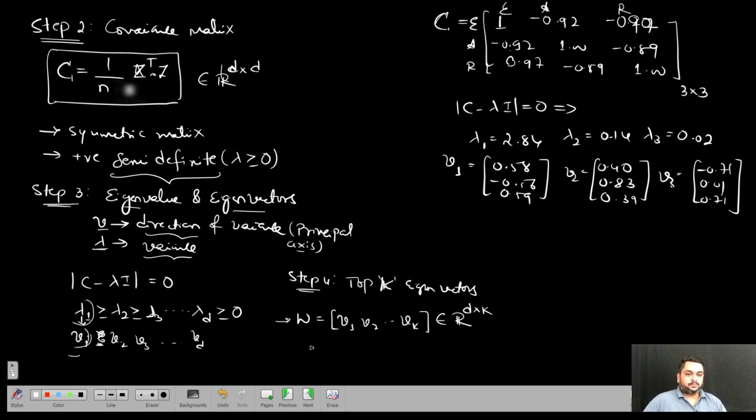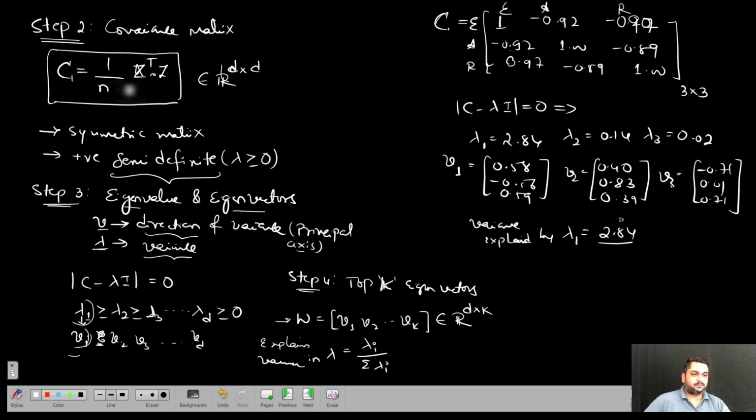So how will I find out? For example, we can find the explained variance. For each eigenvalue, it is given by that particular eigenvalue divided by the sum of all the eigenvalues. For example, the variance explained by lambda 1 will be equal to what? 2.84 divided by the sum of all these values.